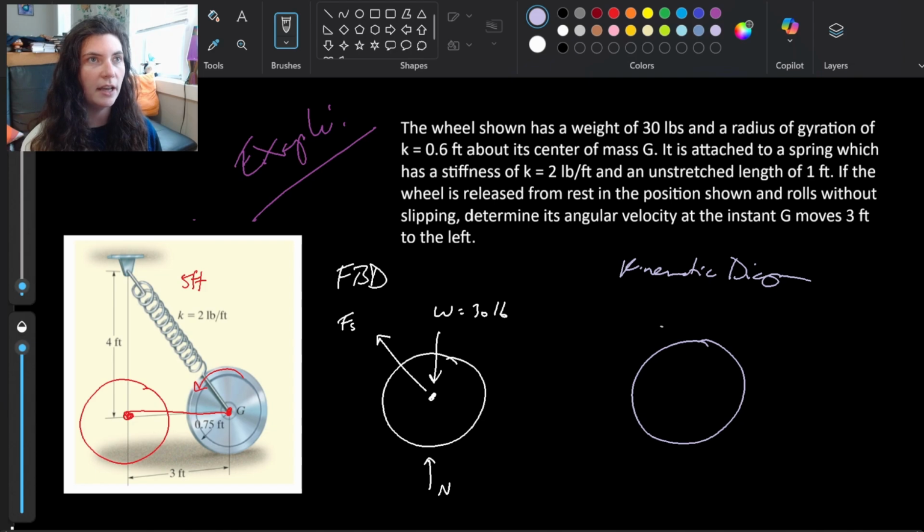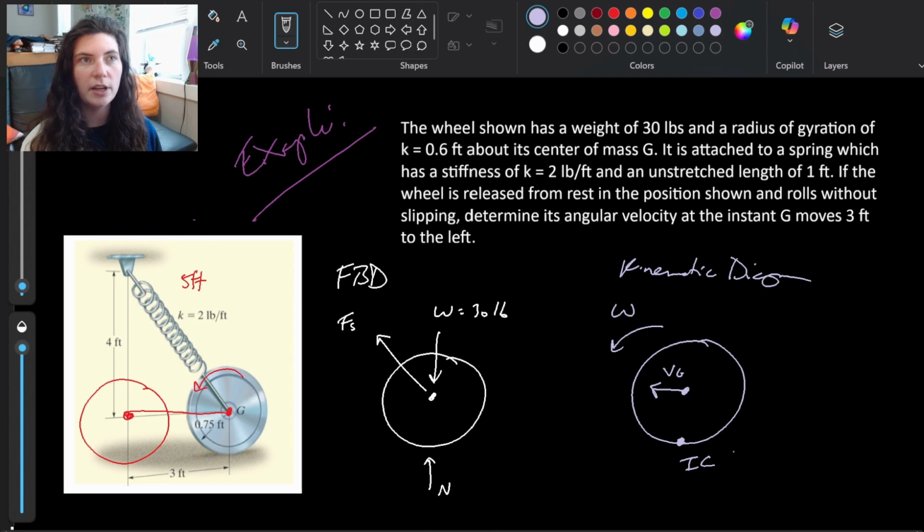In my kinematic diagram, I'm going to have an angular velocity this time that's going counterclockwise as we're rolling to the left. And because we're rolling without slipping, I know that the center of my disk is moving with velocity v sub g. I also note that for rolling without slipping, I have an instantaneous center of zero velocity, an IC point at the very bottom where this wheel is interacting with the floor.